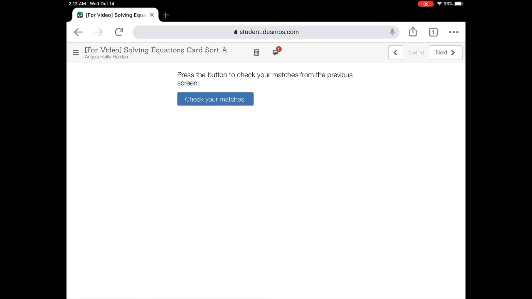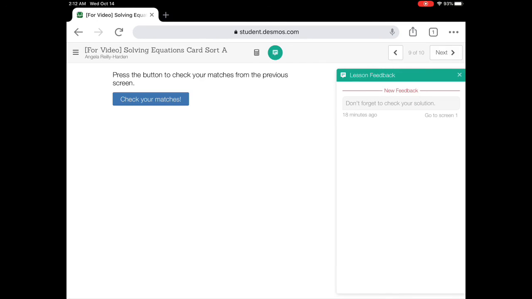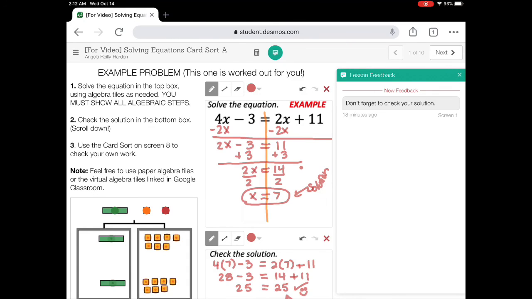As you're working, please keep an eye out for the feedback bubble at the top of the screen next to the calculator. That will appear if you have feedback from a teacher. It looks like I have some feedback. I'll click on that. New feedback, it says on screen 1. So I'm going to click that feedback and it will take me back to screen 1. It says don't forget to check your solution. Looks like I already did that.